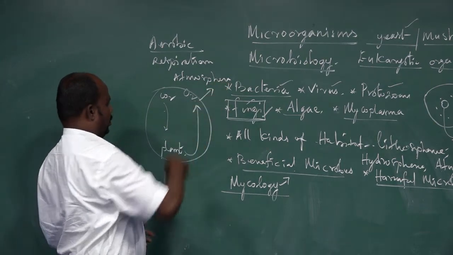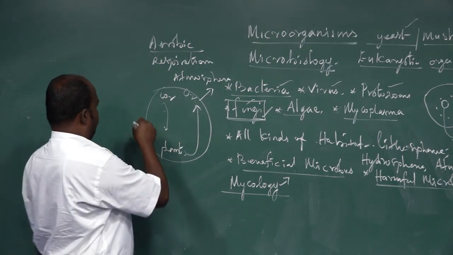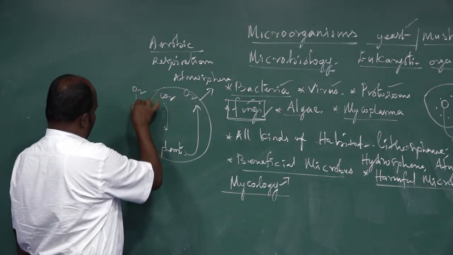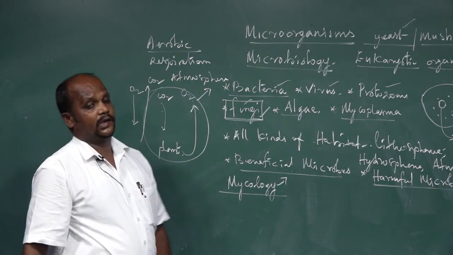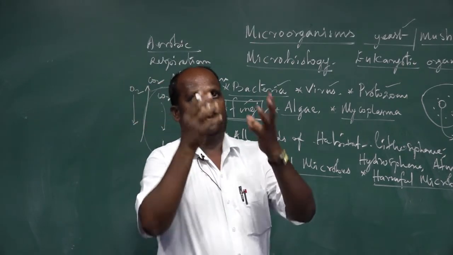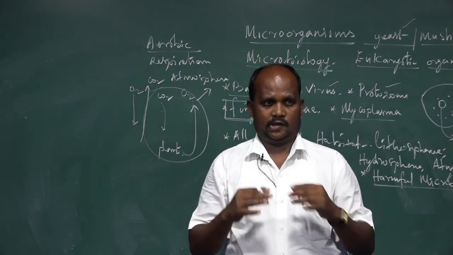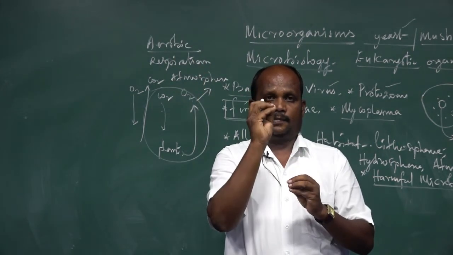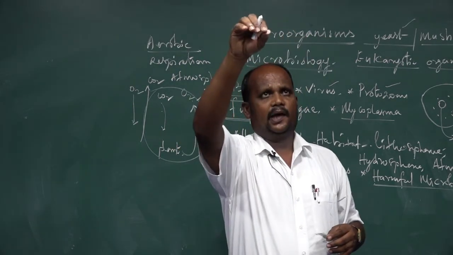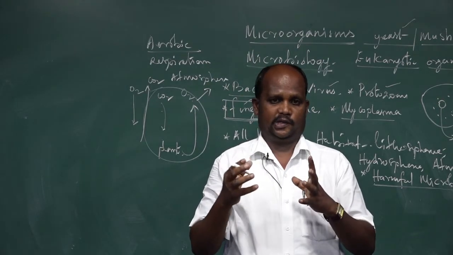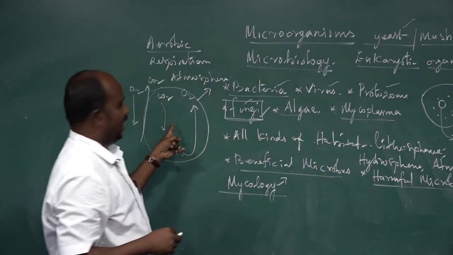Animals are doing aerobic respiration: they take atmospheric oxygen and release carbon dioxide. That is aerobic respiration. Anaerobic respiration means taking carbon dioxide from the atmosphere and releasing oxygen from the organism's body. Anaerobic respiration is otherwise called fermentation. All plants maintain anaerobic respiration.